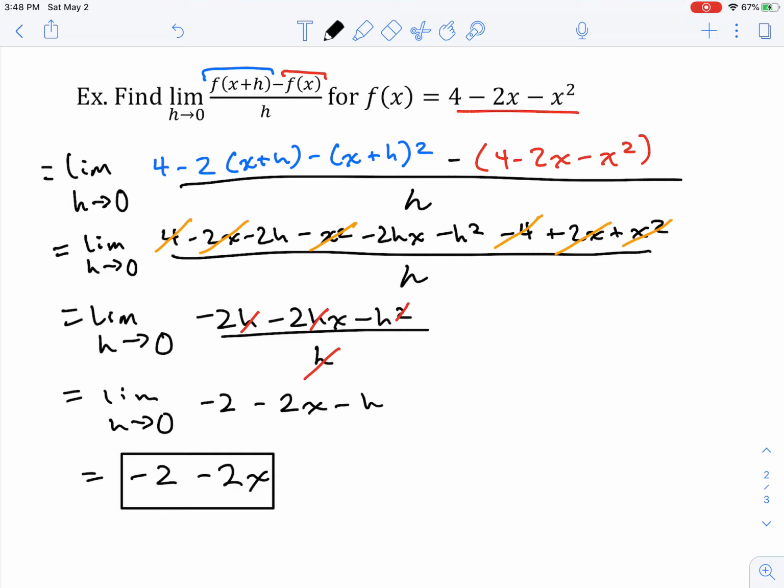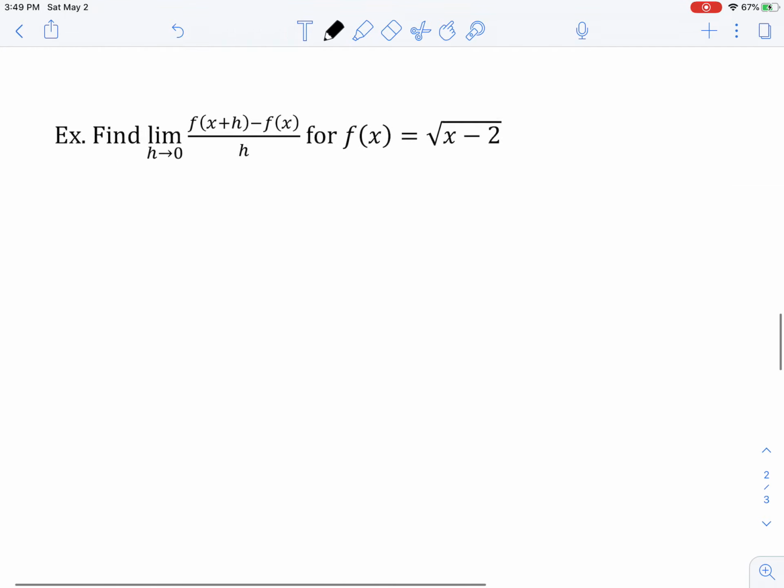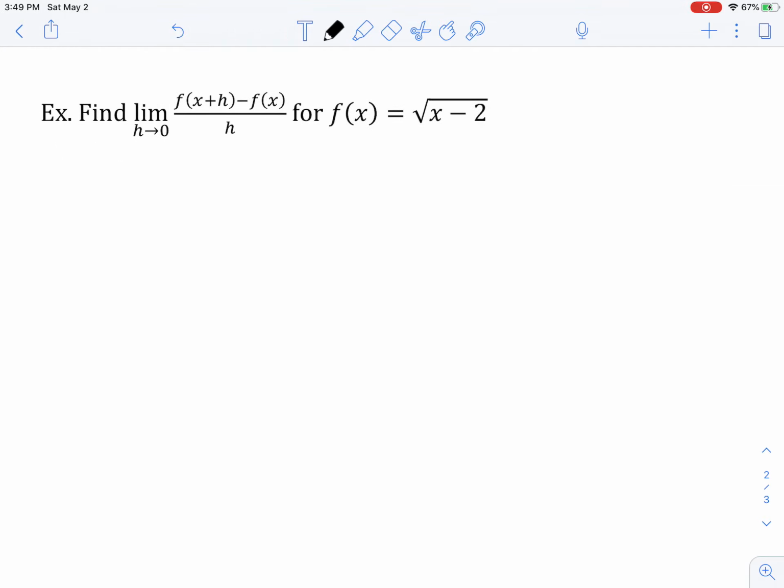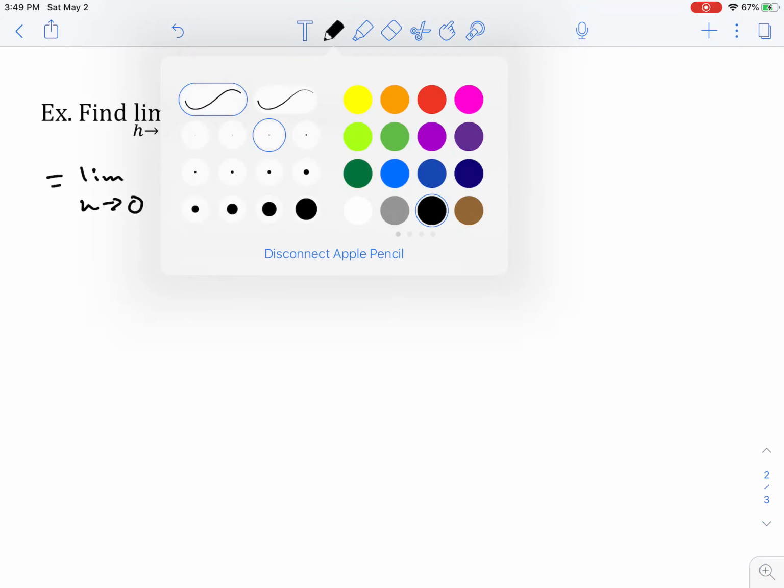And again, I promise you, in 11.3, I will explain the significance of all this. Right now, we're just practicing finding the limit of the difference quotient. Let's do one more. Okay, let's try this problem now. We're going to find the limit of this difference quotient for this particular function. So we're going to write the limit as h approaches 0.